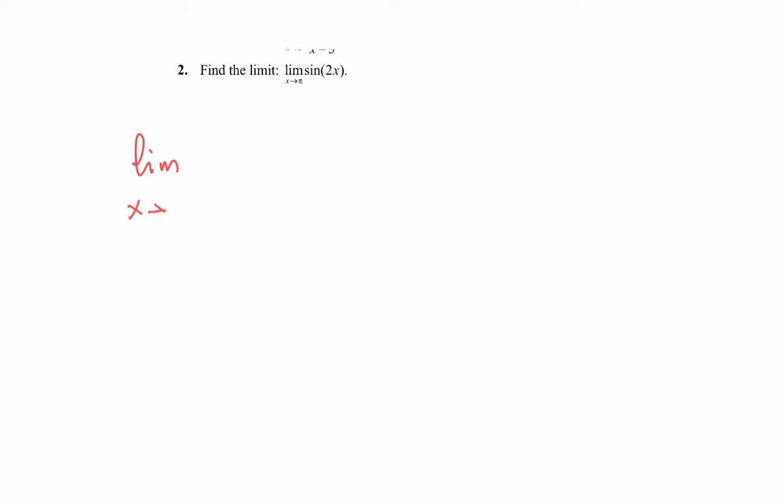Now let's do this limit: when x approaches pi, it's never pi, it's approaching pi, of the function sine of 2x. When x approaches pi, sine of 2 pi is 0. So the limit will approach 0, because when x approaches pi, sine of 2x approaches 0. That's the limit.